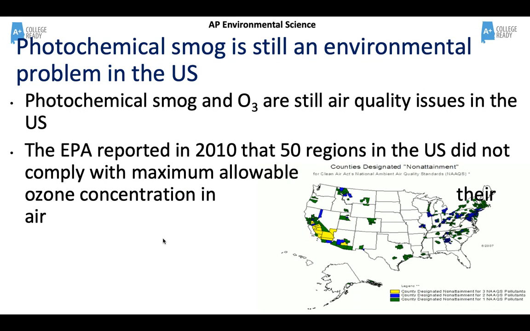And while it has gotten better in some areas, photochemical smog is still an environmental issue in the U.S. So photochemical smog and ozone are still air quality issues here. The EPA reported in 2010 that 50 regions in the U.S. did not comply with maximum allowable ozone concentration. So you can see Huntsville looks okay. Birmingham not looking great over here.